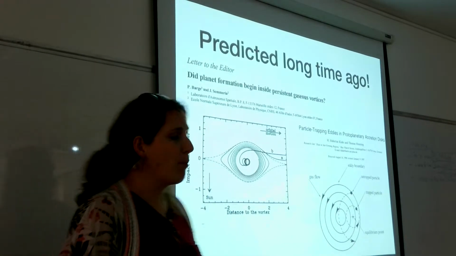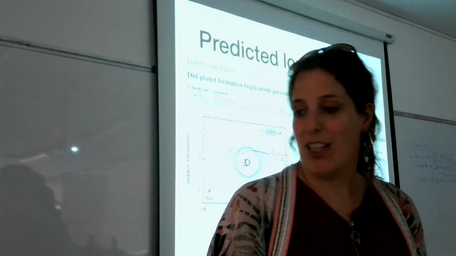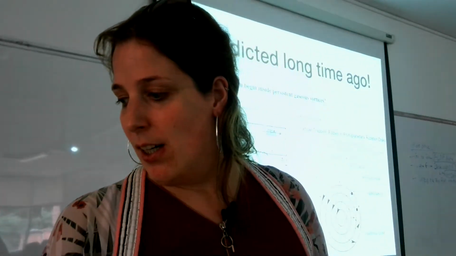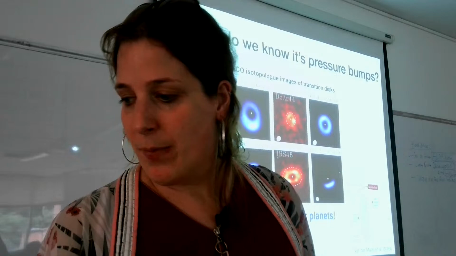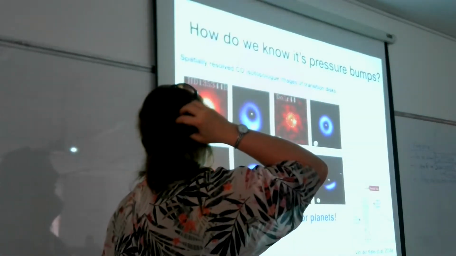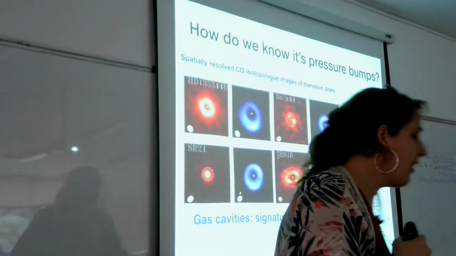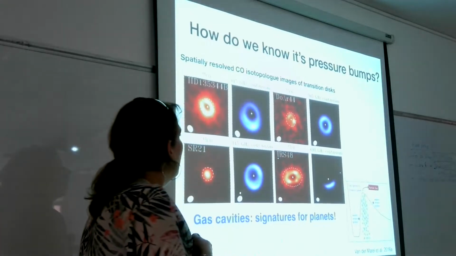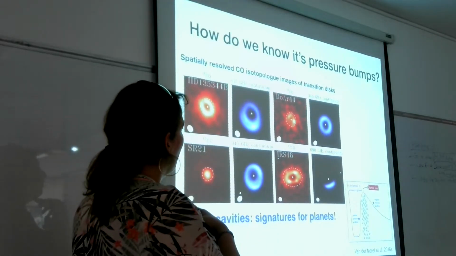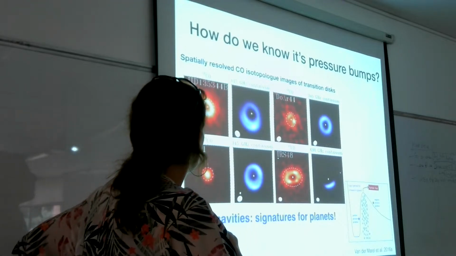So this was already proposed long before we knew about transition disks or anything like that. I already mentioned this segregation between large dust and gas and small dust, and so we improved the pressure bumps. I want to look in a little bit more detail at some of these transition disks.